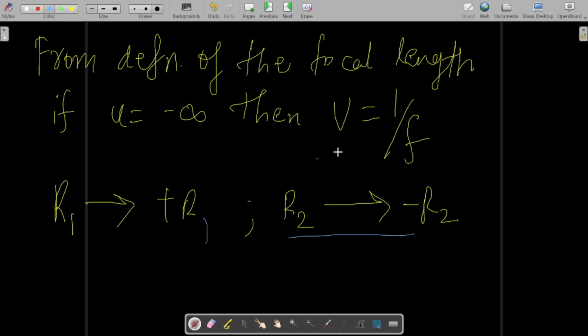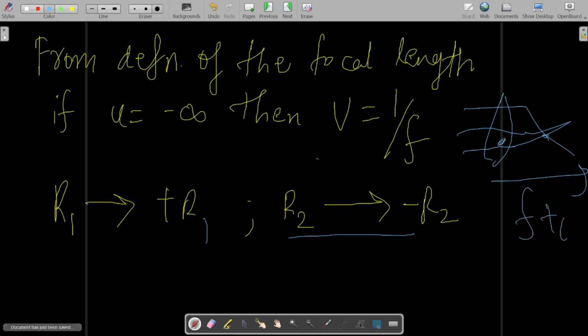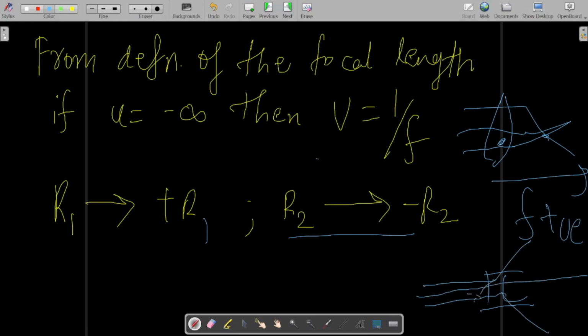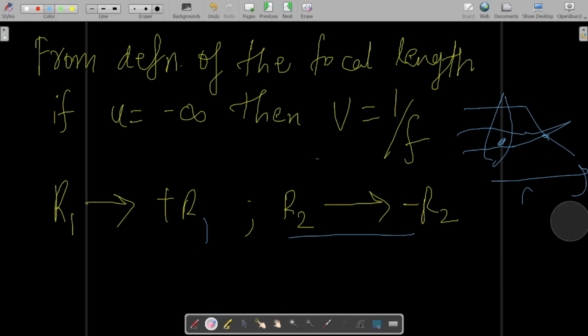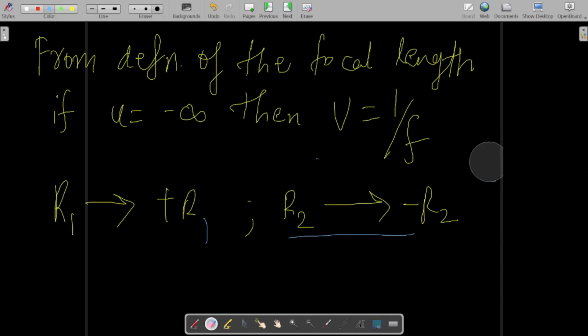Your focal length will be positive because it is a converging lens, since the refraction will be on the right side of this O. When it is a diverging lens, the focal length will be negative, because it is diverging and the rays appear to meet ahead of the lens. A virtual image will be formed in that case. So in a diverging lens the focal length is negative, and in a converging lens the focal length is positive.